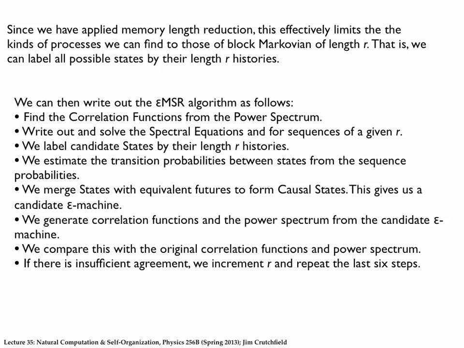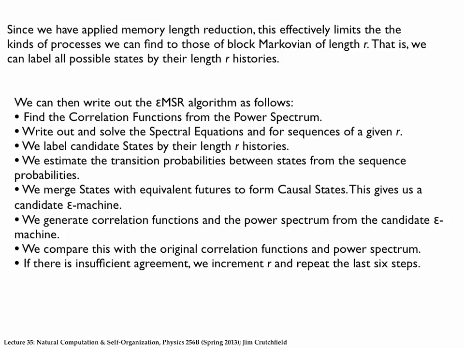So we do the merging just like you do in regular computational mechanics, and from here on we just use our reconstructed epsilon machine to calculate correlation functions and power spectra, and then we compare with the original correlation functions and power spectra to see if you get the same thing. If we don't get sufficient agreement, and however you wish to define sufficient, I'm going to leave that very vague here, but there are natural ways to define this, you can increment and do it for a larger R.